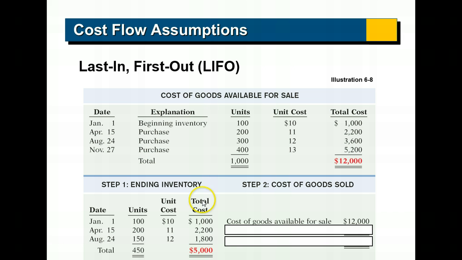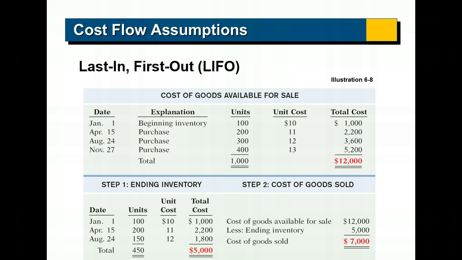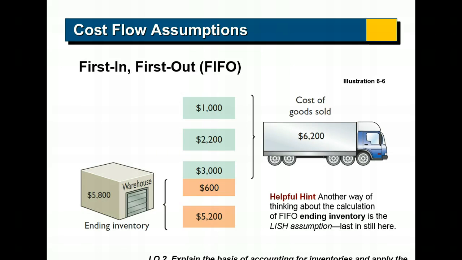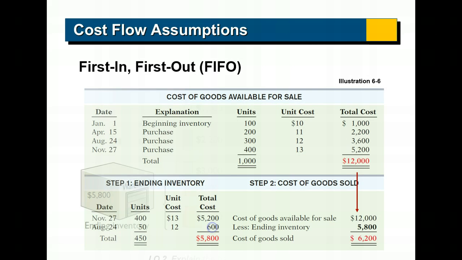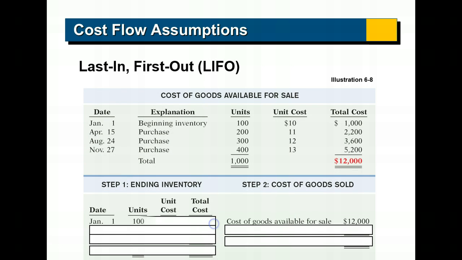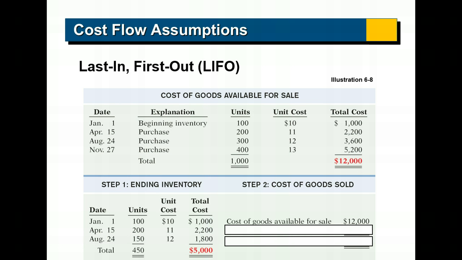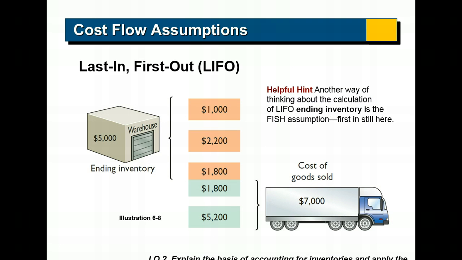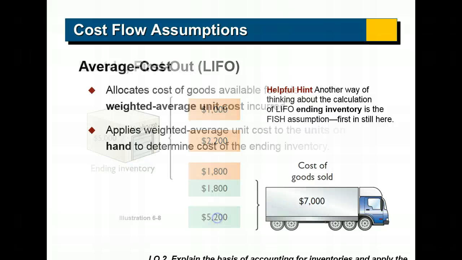So do you see here? Our ending inventory here is 5,000. In the previous example, the ending inventory was 5,800, wasn't it? And our cost of goods sold is 7,000. In the other example, the cost of goods sold, what was it? 6,200. So the difference is a matter of which specific items we are showing for cost of goods sold versus ending inventory. So when we're dealing with last in, first out, it's basically those oldest items stay in the warehouse for cost purposes, and the newest items are the ones we sell.